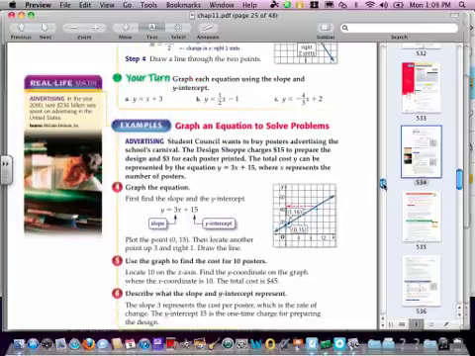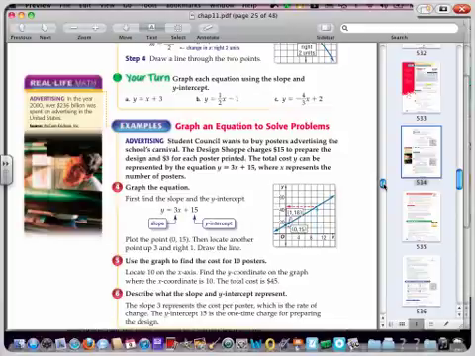All right, so graph an equation to solve a problem. Let's take this as a story problem. Let's say the student council wants to buy posters advertising the school's carnival. The design shop charges $15 to prepare the design. So that's just your cost no matter how many you print. And then it charges $3 for each poster. And the total cost we're going to say is y. And so here's my formula.